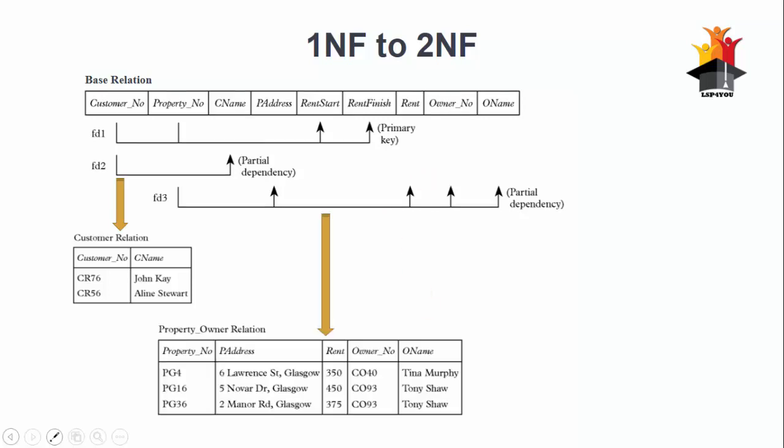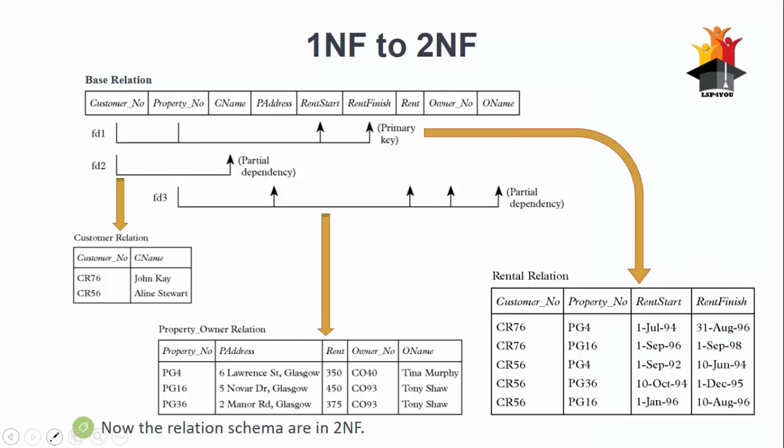So remove the property address, rent, owner number, owner name, keep it in a separate table, name this table as property owner relation along with the copy of the determinant, that is the property number. We'll see the remaining attributes, rent start, rent finish, and the key attributes, customer number and property number. And we can store these remaining attributes in a separate relation like this. So the renter relation contains customer number, property number, rent start, and rent finish. Now these relation schemas are in 2NF.